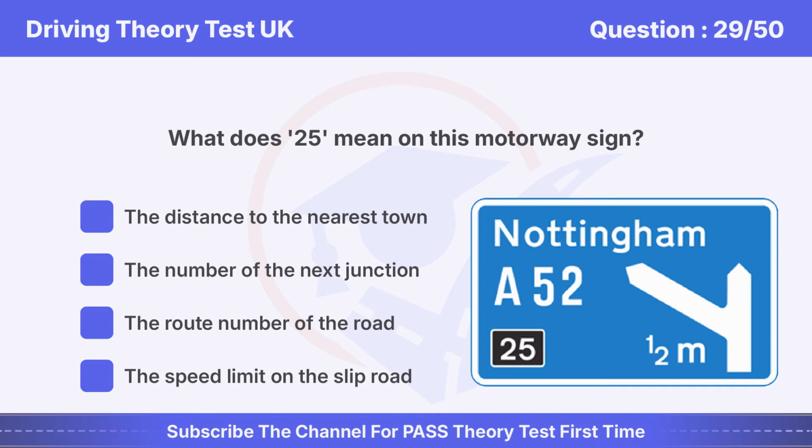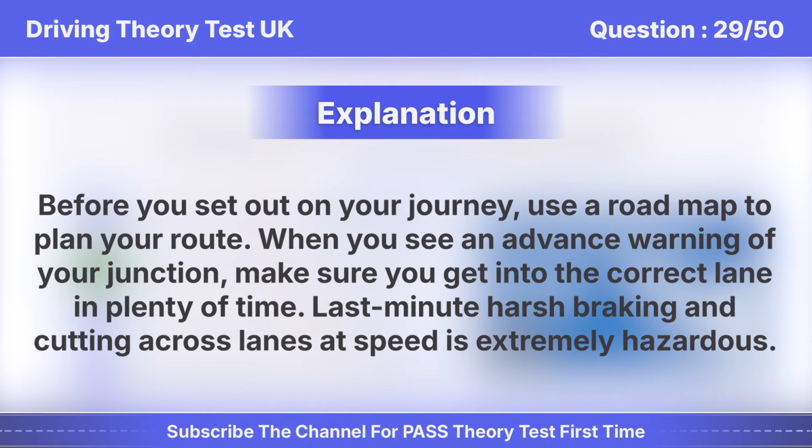Question 29. What does 25 mean on this motorway sign? Answer is B, the number of the next junction. Before you set out on your journey, use a road map to plan your route. When you see an advance warning of your junction, make sure you get into the correct lane in plenty of time. Last-minute harsh braking and cutting across lanes at speed is extremely hazardous.